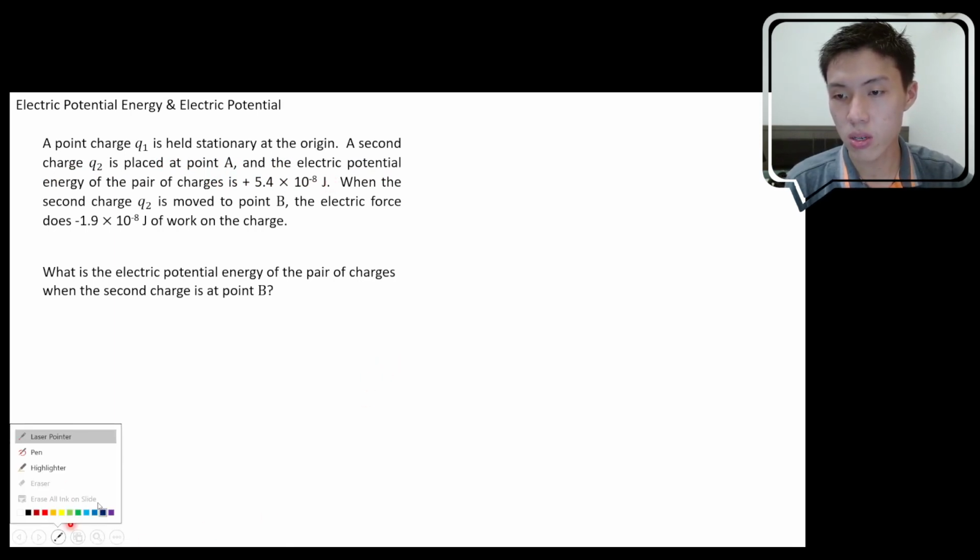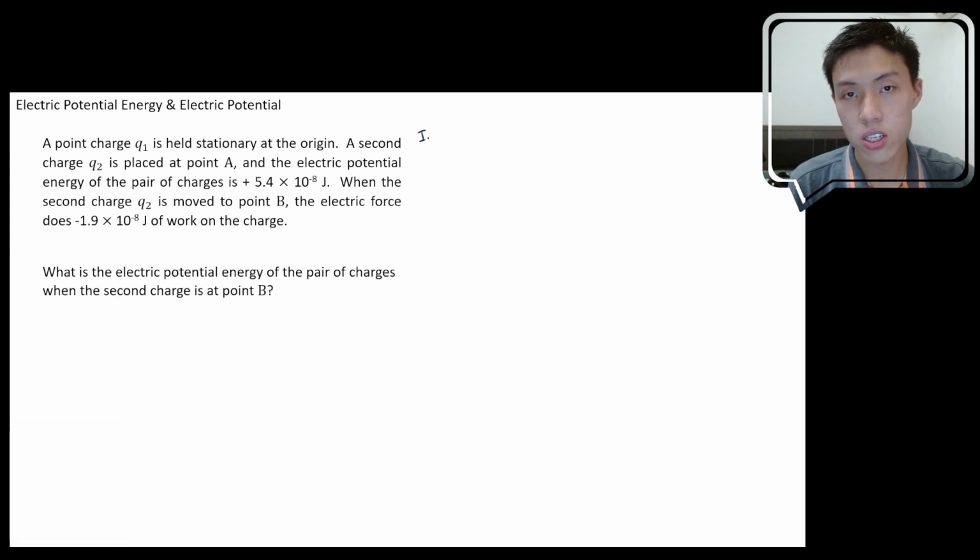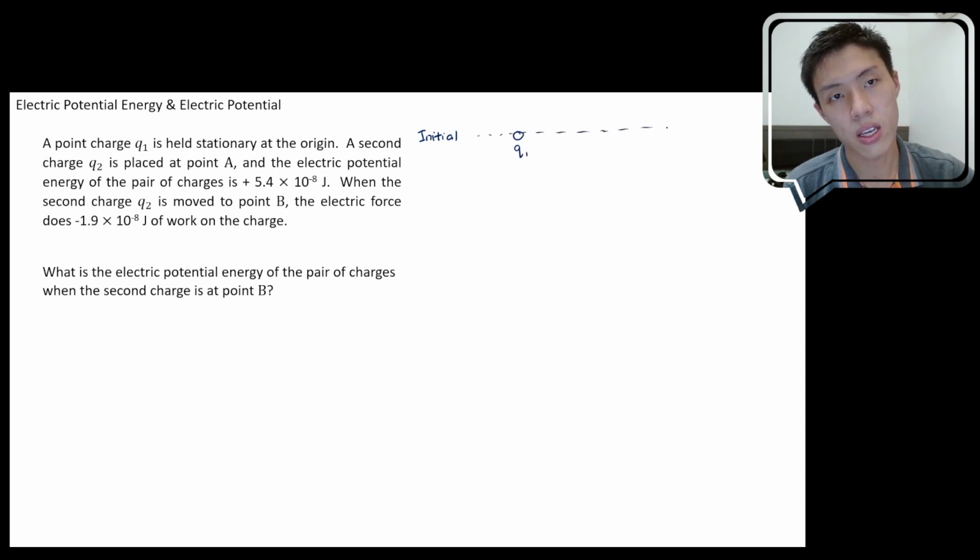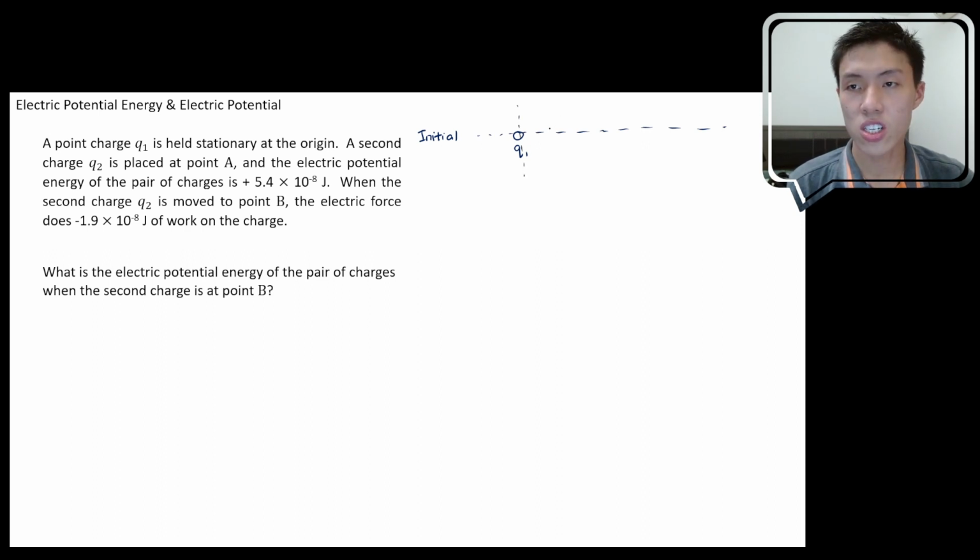Initially, what we know is that Q1 is held stationary at the origin. So let's say this is the origin. Then a second charge Q2 is placed at point A. They didn't specify where point A is, so let's just call this place point A, and we place Q2 at point A, over here. Then the electric potential energy of the pair of charges is positive 5.4 times 10 to the power negative 8.